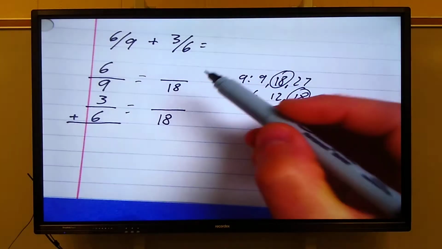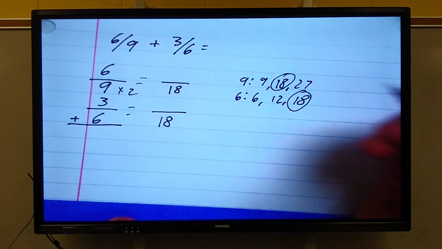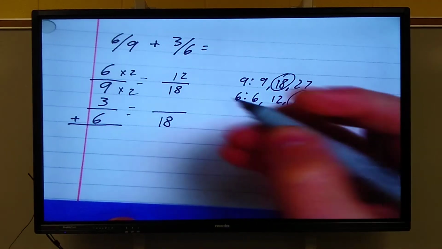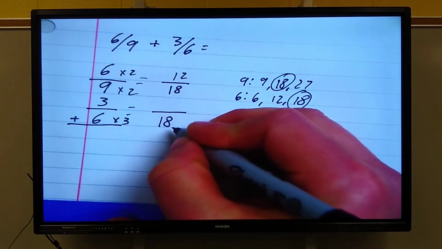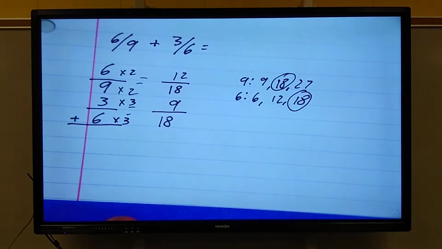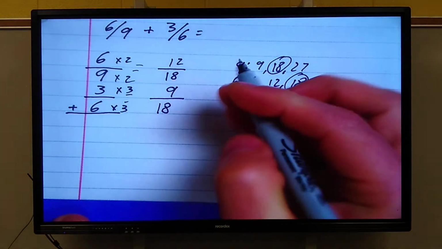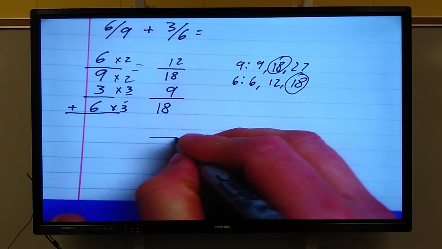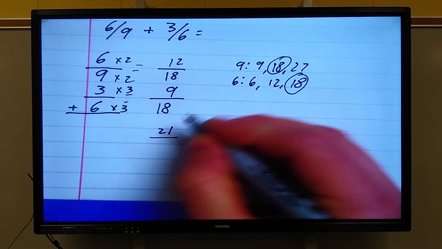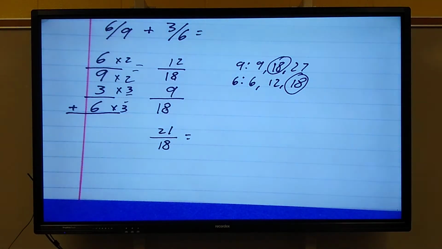Then you got to find the new numerators. 9 times 2 equals 18. 6 times 2 equals 12. 6 times 3 equals 18. 3 times 3 equals 9. And now we have to add. You add the numerators only. 12 plus 9 equals 21. And then the denominator stays the same.